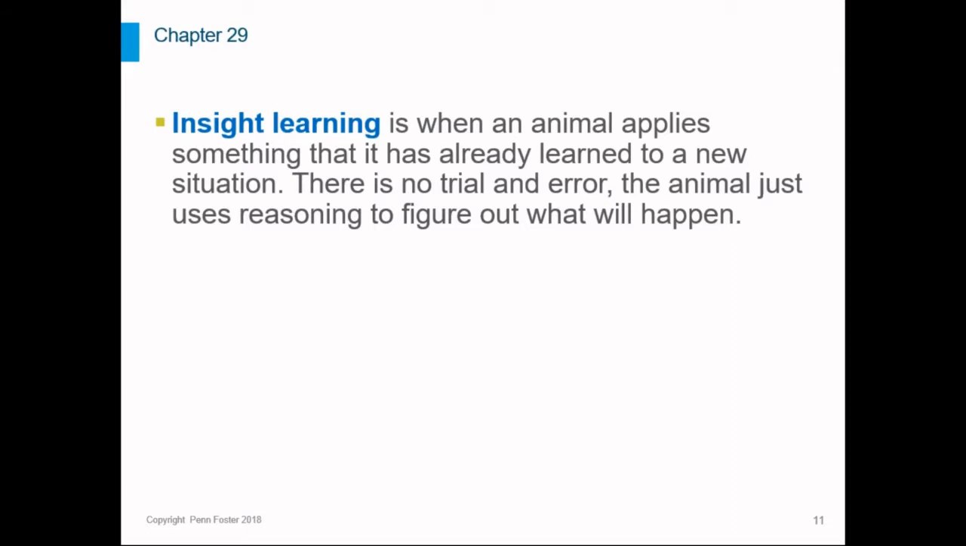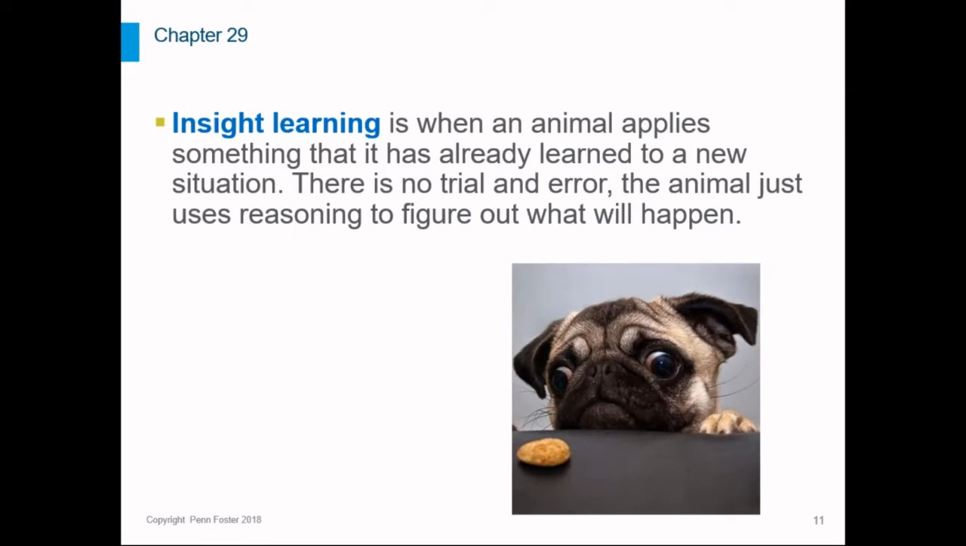And the last type is insight learning. This is when an animal applies something that is already learned to a new situation. There's no trial and error. The animal just uses reasoning to figure out what will happen or what will work in that situation. For example, you may teach a dog that it can get on a chair in order to be up higher and closer to you. And the dog can use insight learning to realize it can also get on a chair to reach food that's on the high counter.